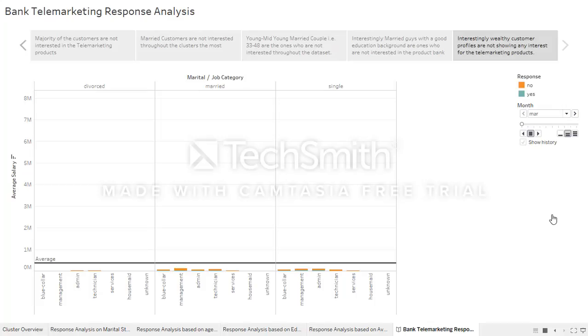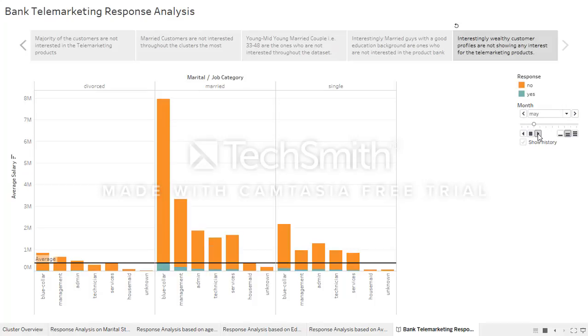After analyzing the cluster responses throughout the campaign, we thought of analyzing the responses of the entire population, and wanted to analyze how different attributes are performing throughout the population, and animated it along with the month's attribute. After analyzing this visualization, we came to know that, interestingly, wealthy customer profiles are not showing any interest in telemarketing products.